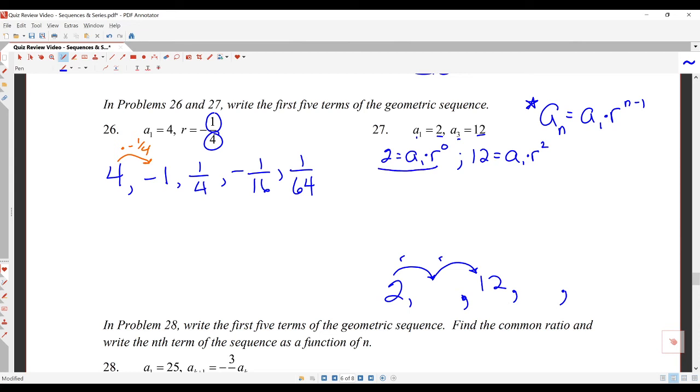And then what we do is we take this first equation and we divide the second equation by that. So I put 12 over the 2, and I put a_1 r squared over a_1 r to the 0. And the whole reason we do that is things work nicely here in that the a_1s cancel. So I get 12 divided by 2 is 6 equals r to the, and we subtract the powers. So I get r squared. So therefore, r is the square root of 6.